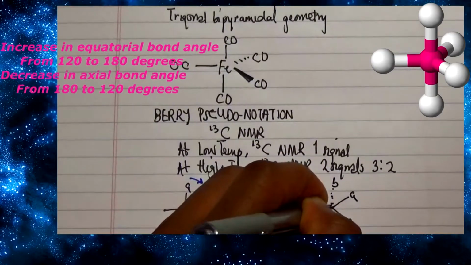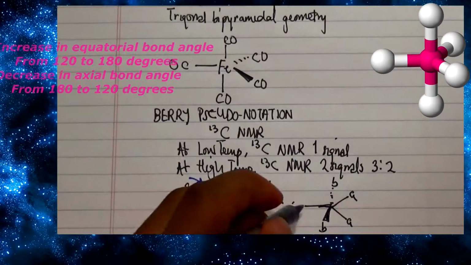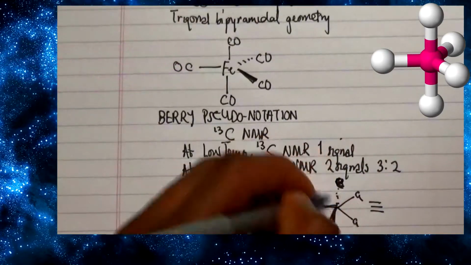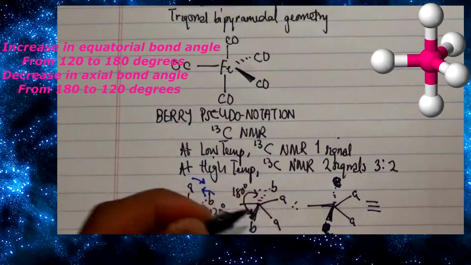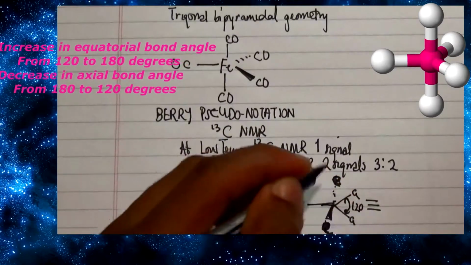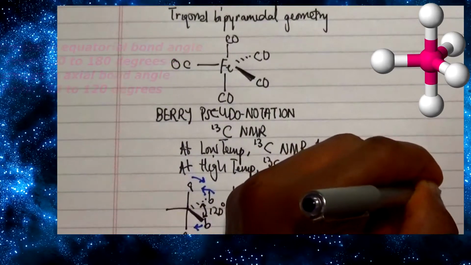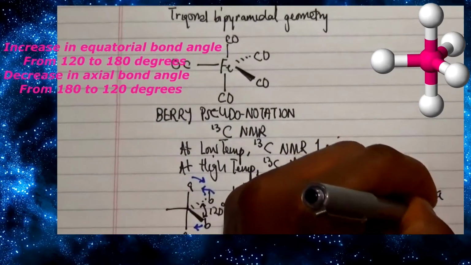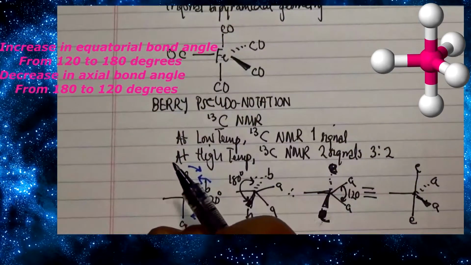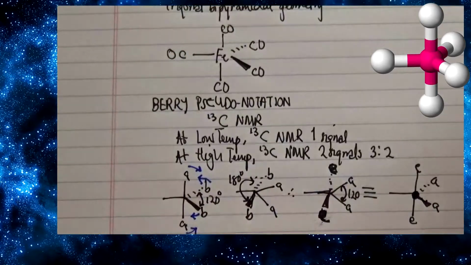while this is our equatorial. This is equivalent to, let me make this E and make this E, so that you'll be able to notice this really well. As a result, we have the changing of the positions of our axial with respect to the equatorial positions of our CO molecules that are attached to our specific transition metal, which is iron.